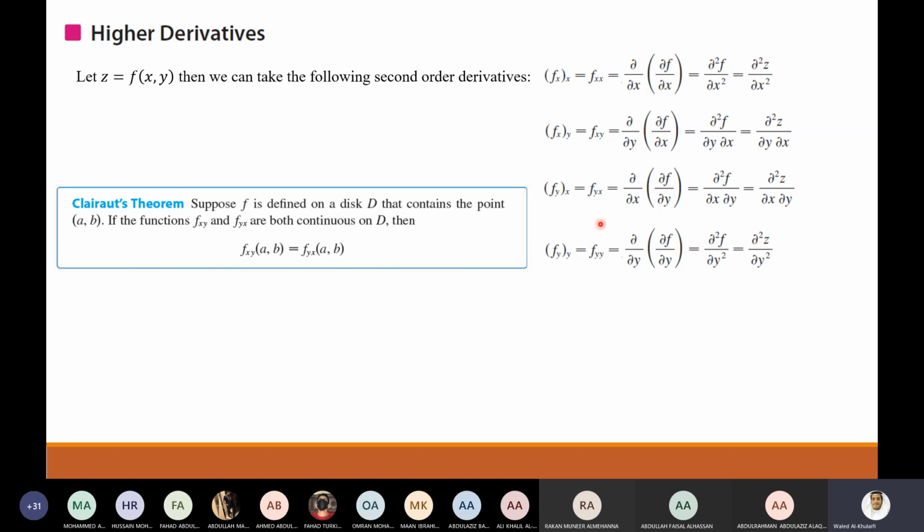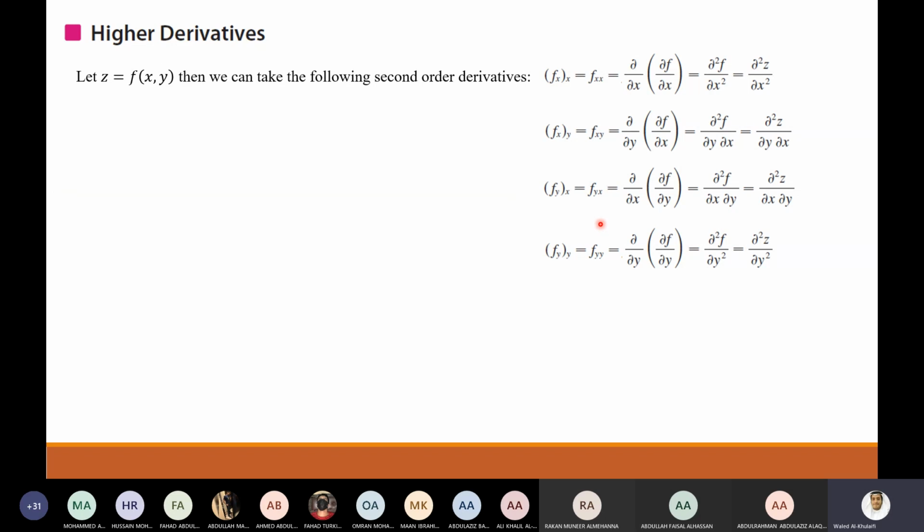Okay? So here is the question. If I'm differentiating with respect to x and then y, and I differentiate with respect to y and then x, does this give the same answer or different? Because here I'm emphasizing the order. Does it mean that the answer will always be the same or will it be different?